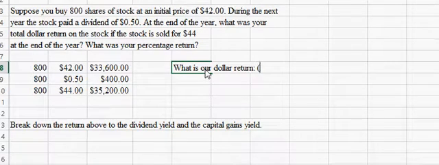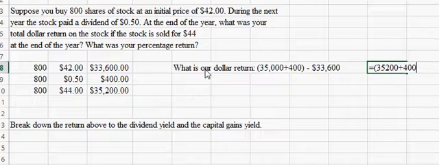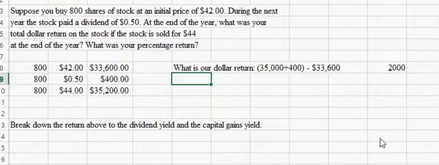So we take the amount that we end up with at the end, the $35,200, plus the dividends of $400, and we subtract from that the initial investment. So I'll put that in a cell here, equals 35,200 plus 400 minus our initial investment of 33,600. And our dollar return overall is 2,000.